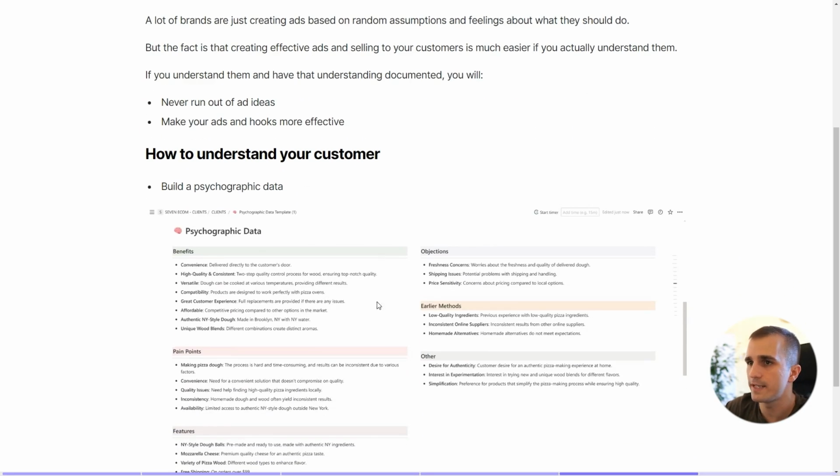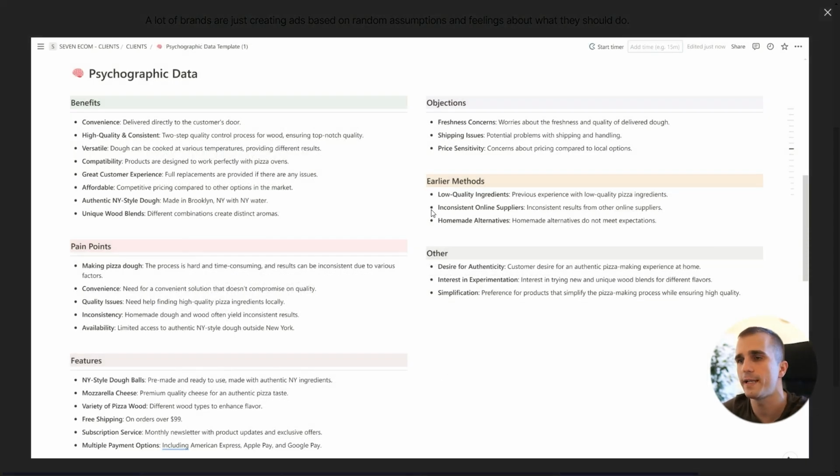You always want to have this document, which is called psychographic data. And this is just one part of the psychographic data, where you will lay down what benefits your customers desire, what pain points they want to solve, what the features are, what the objections are, what earlier methods they have tried, and other things.